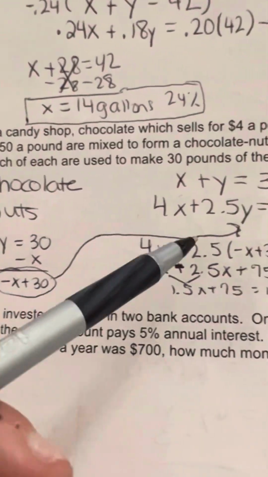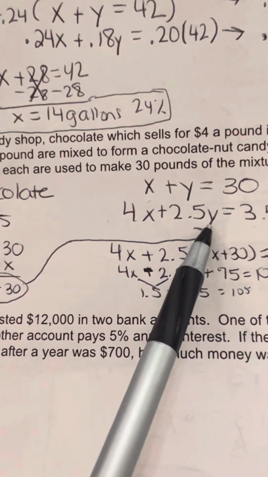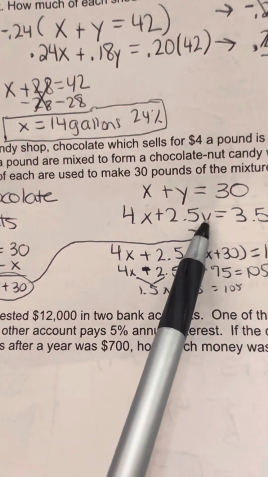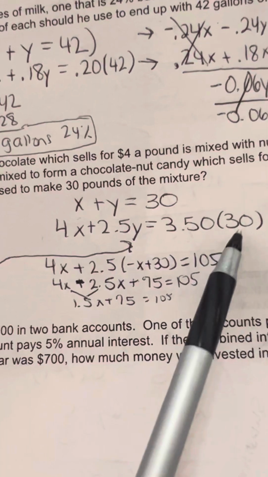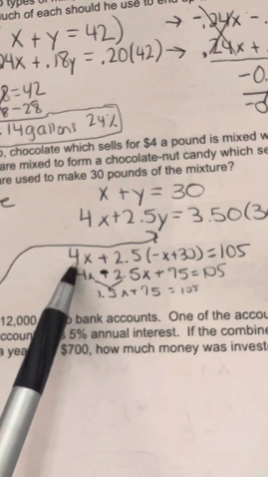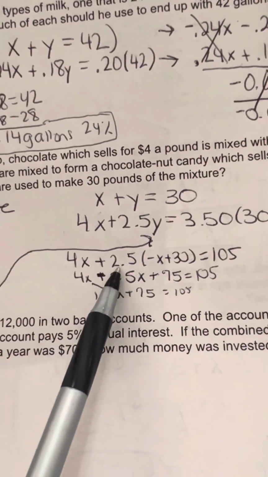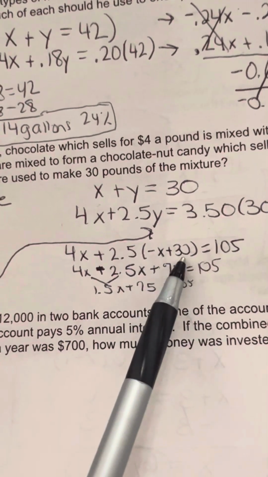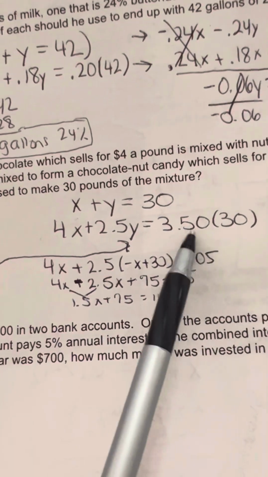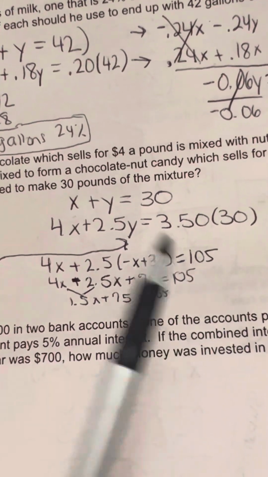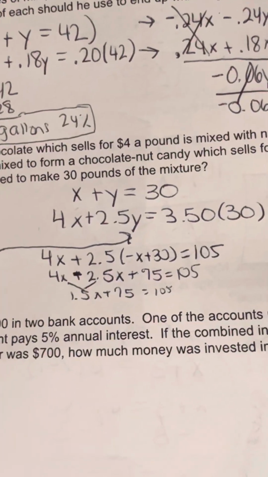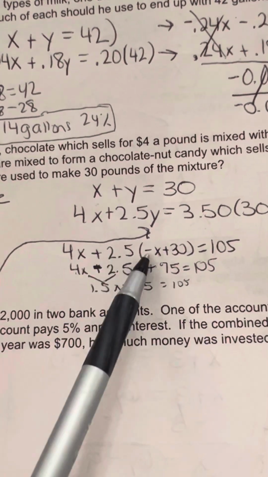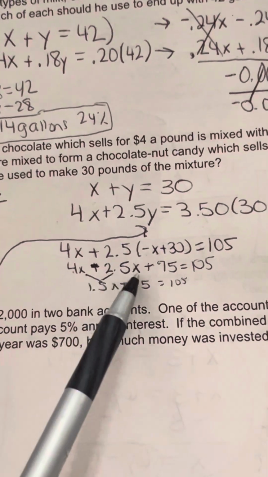And then I came over here to the second equation and I substituted it in for y because it says y is equal to this. So I put this in here to this equation and then I evaluated this. So we ended up with 4x plus 2.5 times what we substituted in for y, negative x plus 30. And we equal this, which ends up adding up to 105. Then, simplifying, 4x minus the 2.5x, because 2.5 times negative x is negative 2.5x.